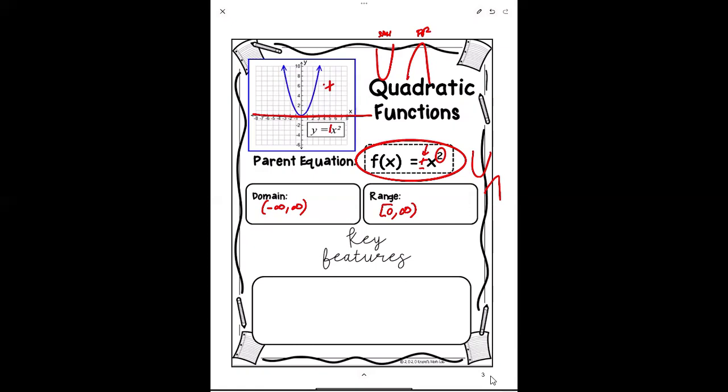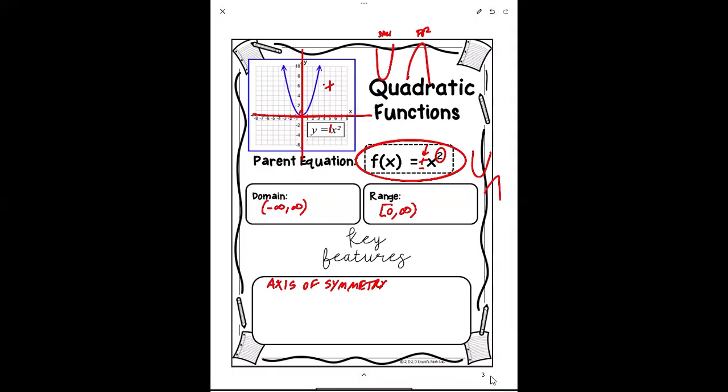Okay. Now, a couple things about the quadratics. They all have an axis of symmetry. And all that means is there's an imaginary line that goes down through the middle of the quadratic that splits it perfectly in half. All right. So the axis of symmetry.